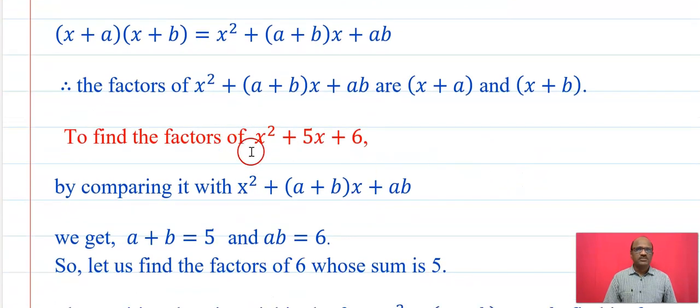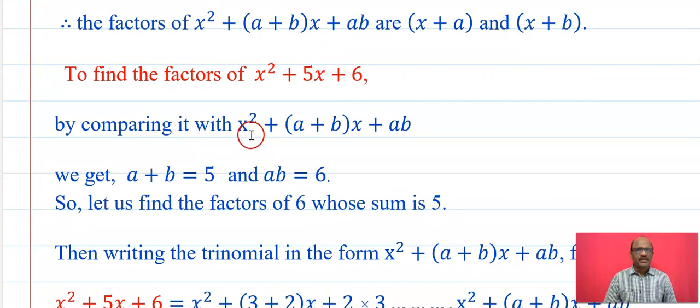To find the factors of x square plus 5x plus 6, compare it with x square plus in bracket a plus b into x plus ab. First, what is the coefficient of x here? 5. Therefore a plus b equals 5. इथे coefficient of x a plus b आहे आणि इथे x चा coefficient 5 आहे. म्हणून आपण जर ते दोन्ही कंपेअर केले तर आपल्याला a plus b is equals to 5. What about the last term? Constant term is 6, and here the last term is ab. Therefore ab equals 6.